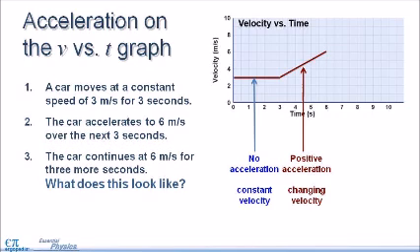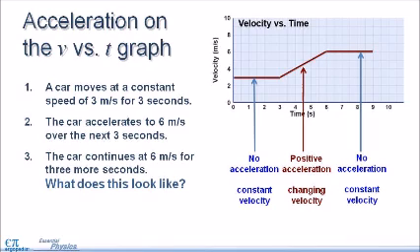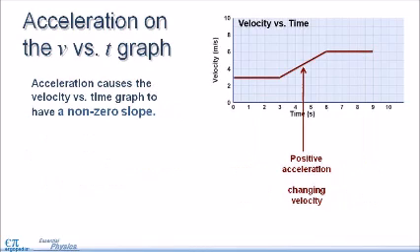3. The car continues at 6 meters per second for 3 more seconds. What does this look like? It looks like no acceleration at constant velocity. Acceleration causes the velocity versus time graph to have a non-zero slope.